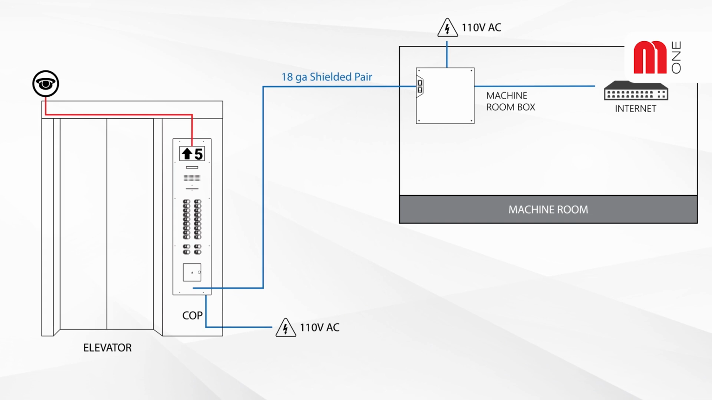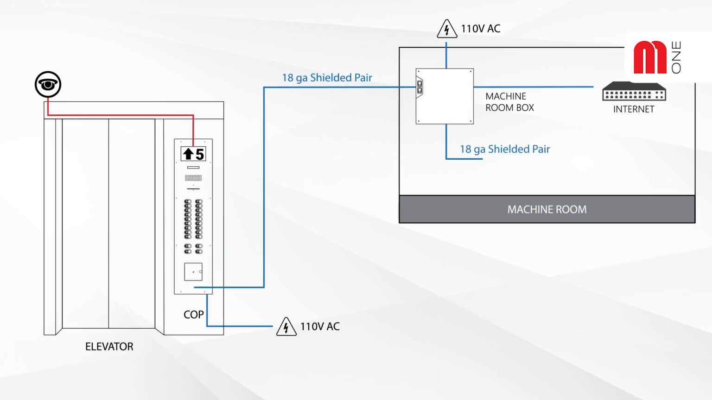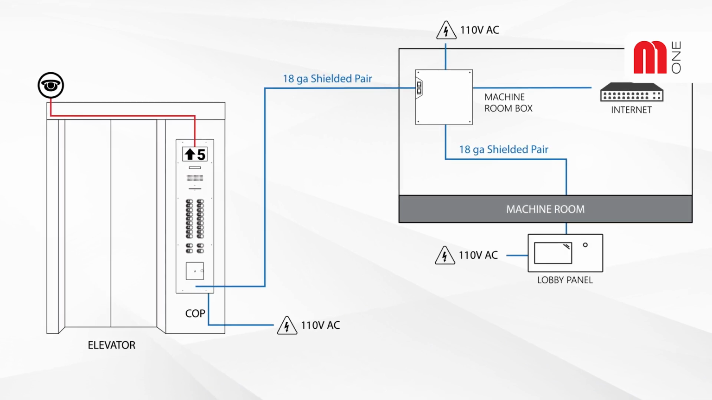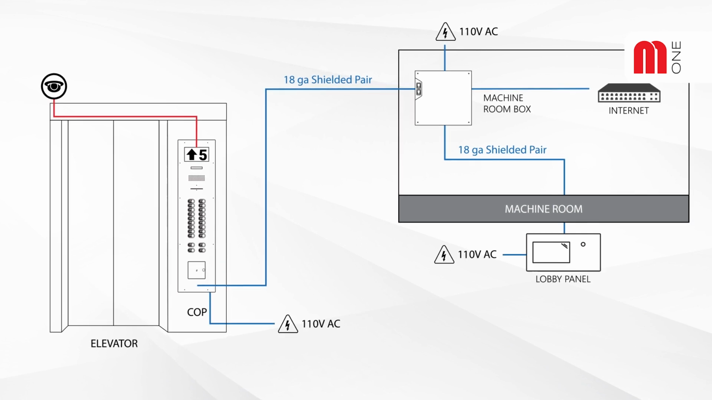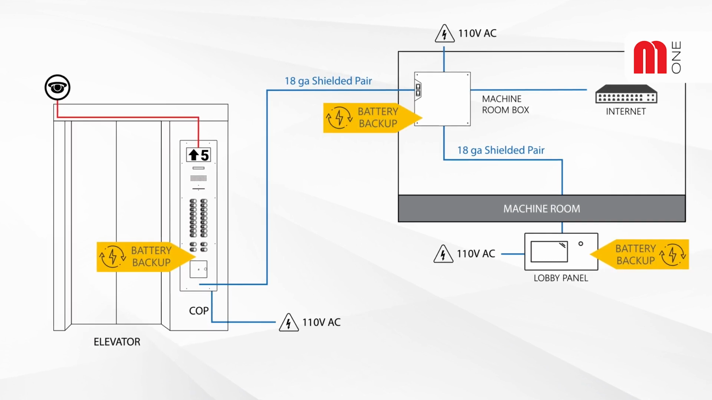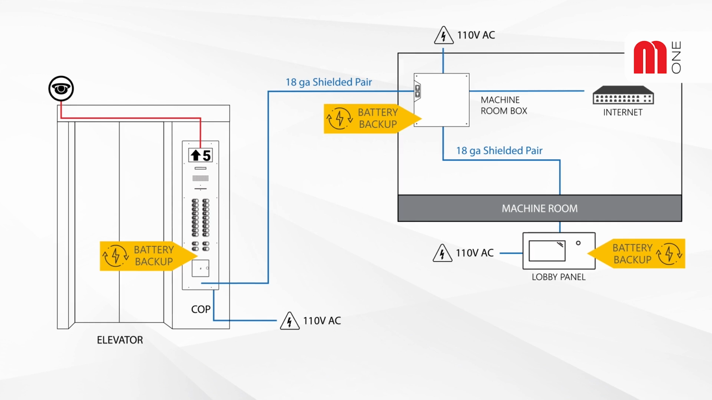If the travel is over 60 feet, simply add another 18-gauge TSP to the local communication panel and add power. Battery backup? Don't worry, that's included in our system with no additional parts or installation.